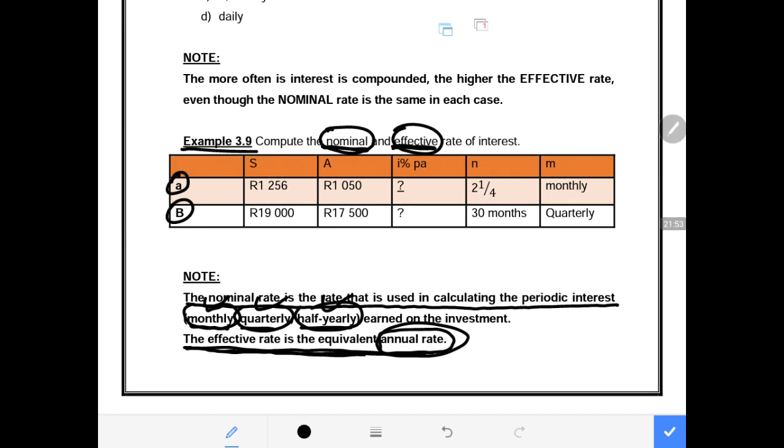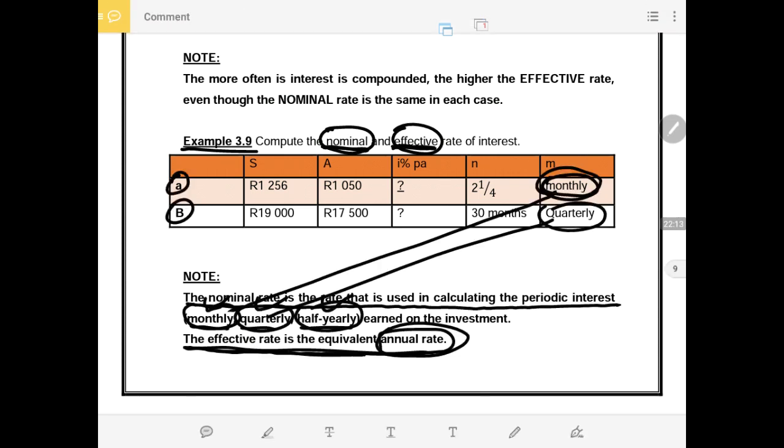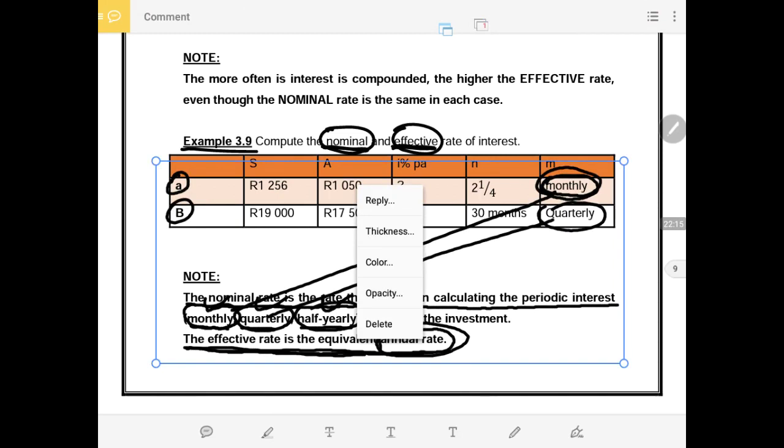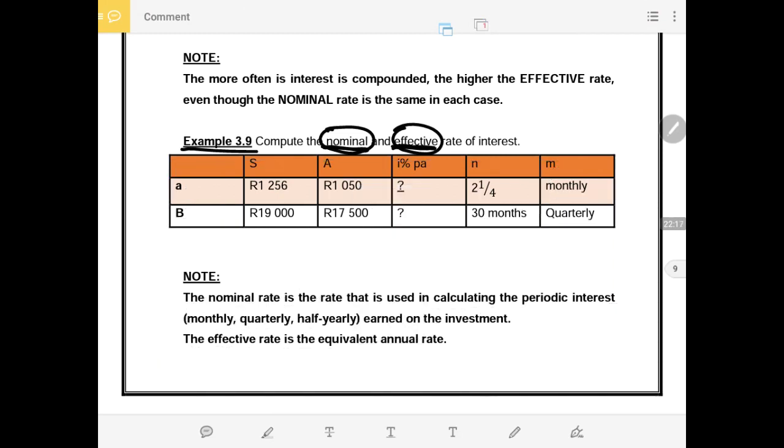Then that means in the case where our M is monthly, we need to calculate the monthly rate. And remember, the minute it is a monthly rate, that will be nominal. The minute it is for the full year, that will be effective. And when it is quarterly, we know that quarterly goes with the nominal rate of interest. So now I will be explaining this further, aligning the theory and applying it with the calculations.